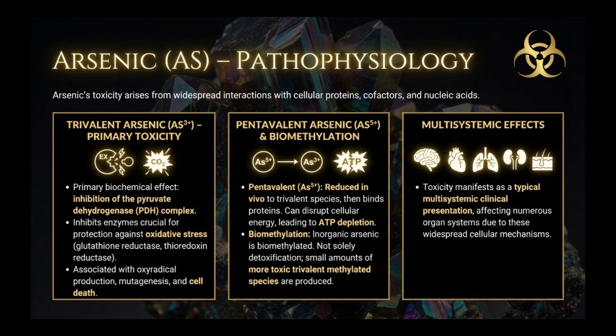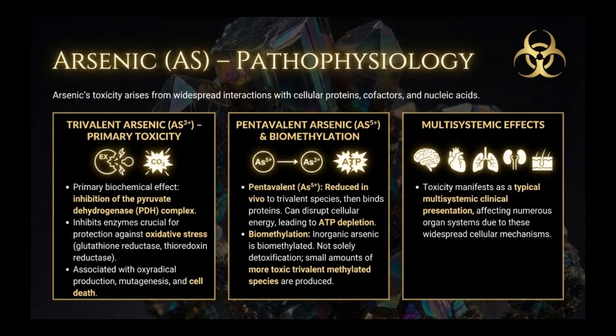blood vessels. Arsenic's acute and chronic non-cancer toxic effects stem from its extensive interactions with cellular proteins, cofactors, and nucleic acids. When arsenic is in its trivalent form, known as arsenic 3 or arsenic in the trivalent state, its primary biochemical effect is to inhibit the pyruvate dehydrogenase complex, which is essential for the tricarboxylic acid cycle. Additionally, arsenic in this state, along with monomethyl arsenous acid, is a potent inhibitor of enzymes crucial for protecting cells against oxidative stress, such as glutathione reductase and thioredoxin reductase.